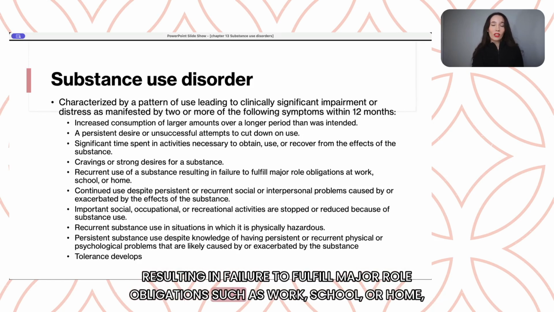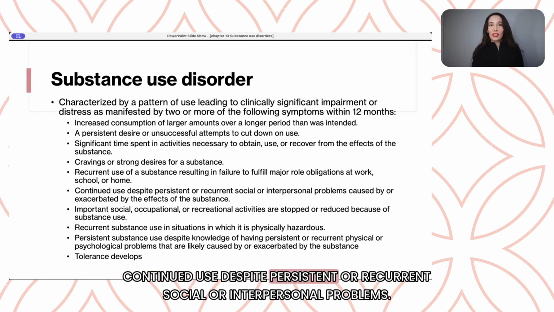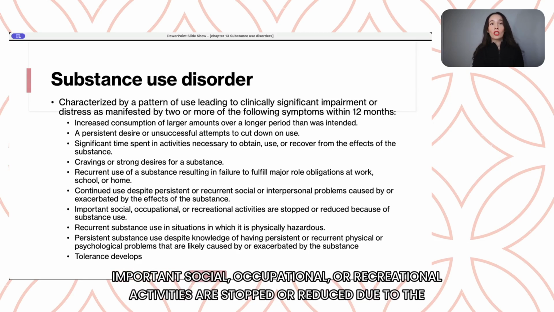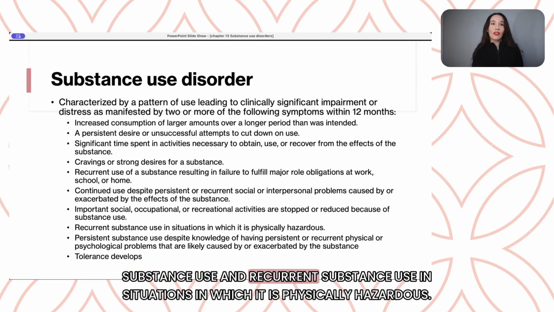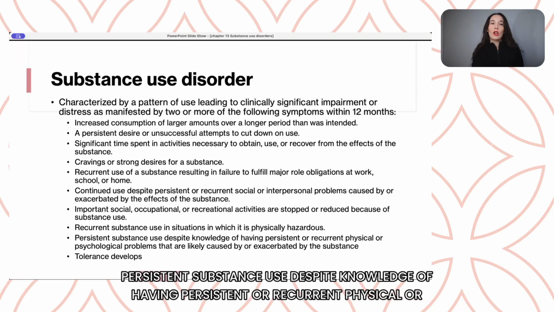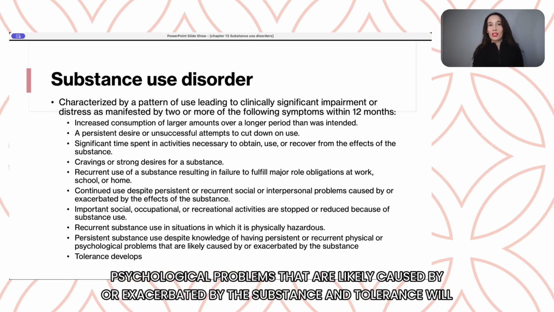recurrent use of these substances resulting in failure to fulfill major role obligations such as work, school, or home, continued use despite persistent or recurrent social or interpersonal problems. Important social, occupational, or recreational activities are stopped or reduced due to the substance use, and recurrent substance use in situations in which it is physically hazardous, persistent substance use despite knowledge of having persistent or recurrent physical or psychological problems that are likely caused by or exacerbated by the substance, and tolerance will develop.